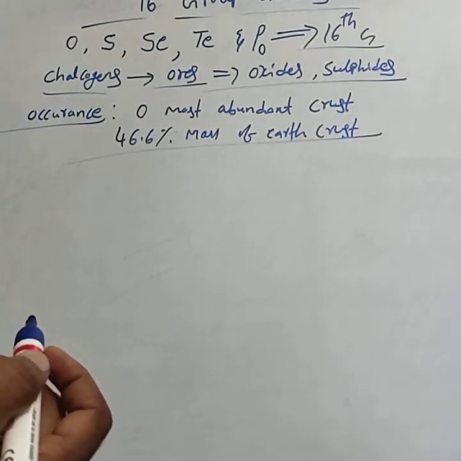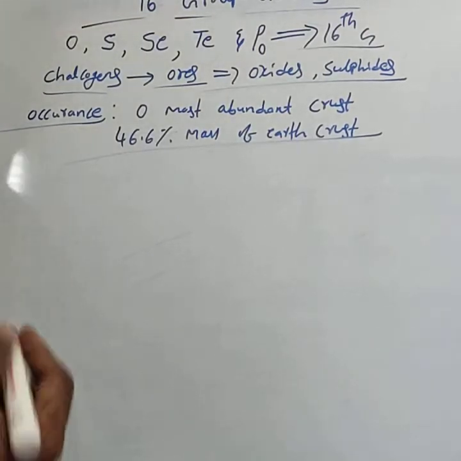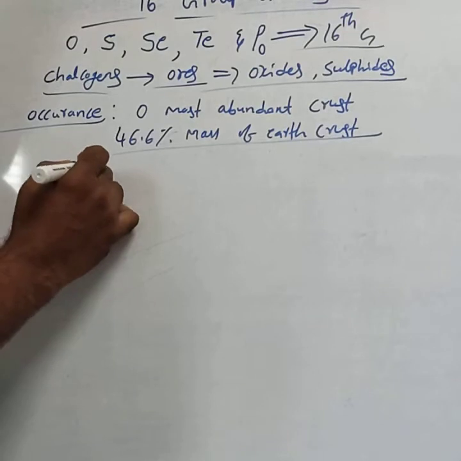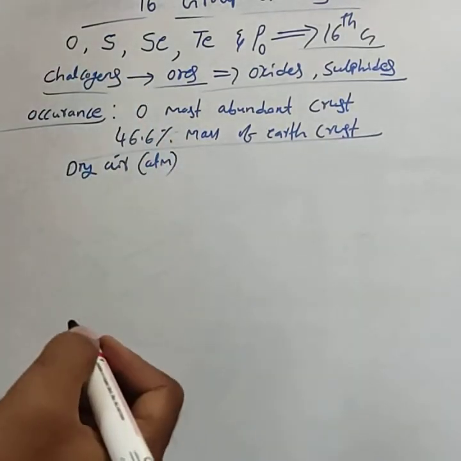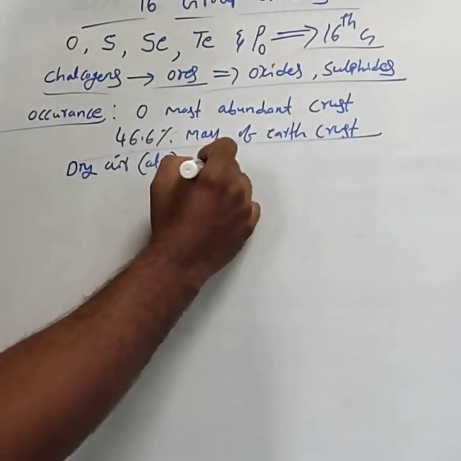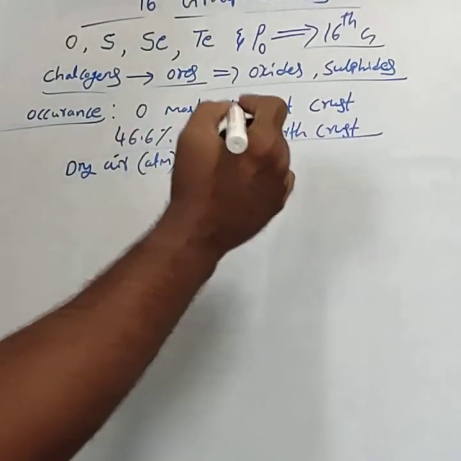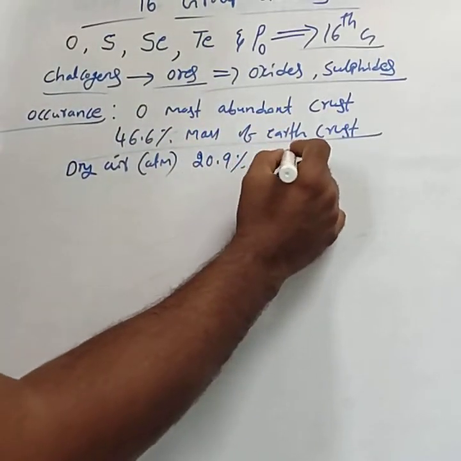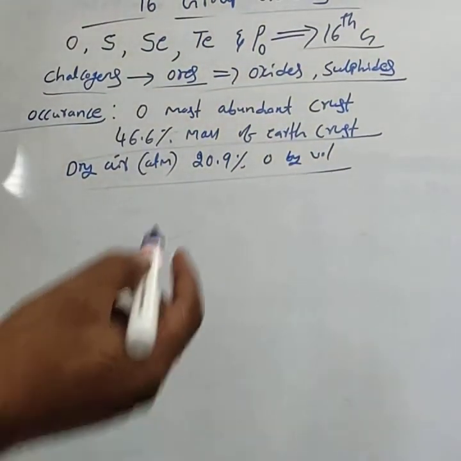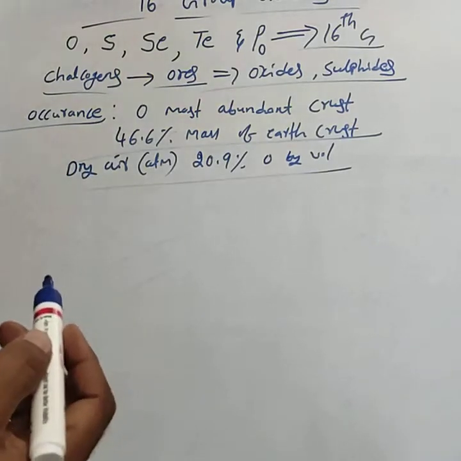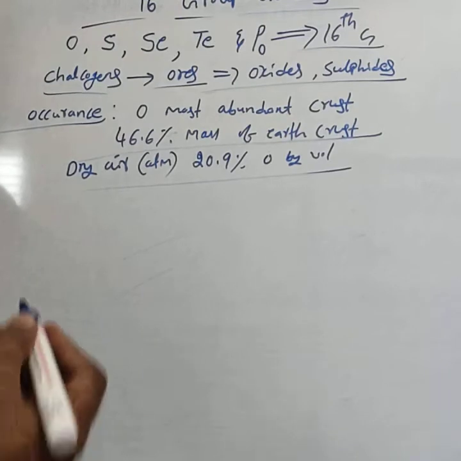The earth crust consists of 46.6% oxygen by mass. Then dry air, nothing but the atmosphere, contains nearly 20.9% oxygen by volume. The total atmospheric oxygen percentage is nearly 21%. This is about the occurrence of oxygen.